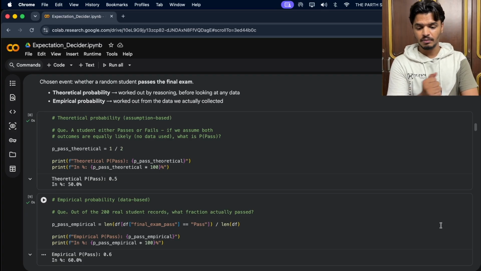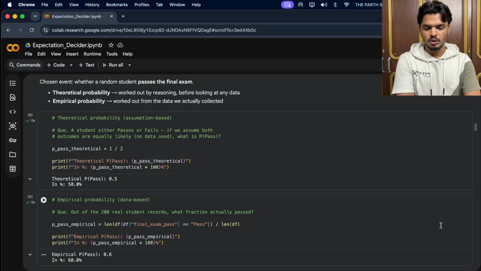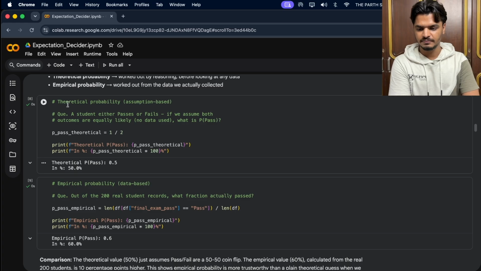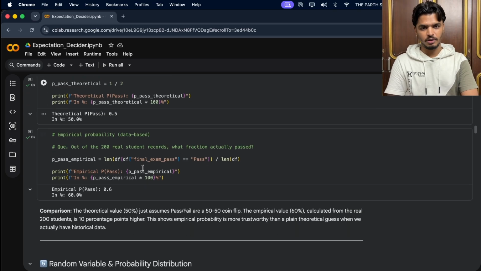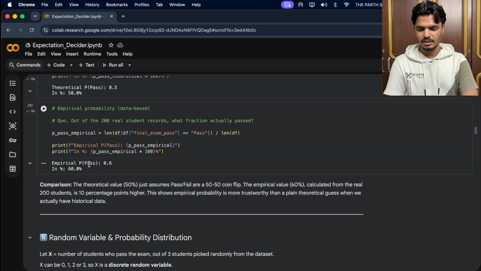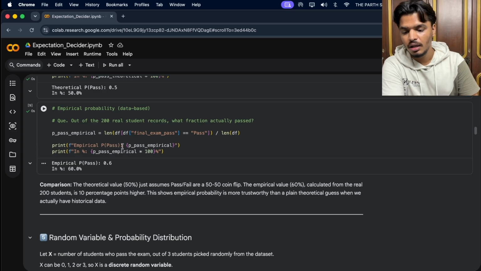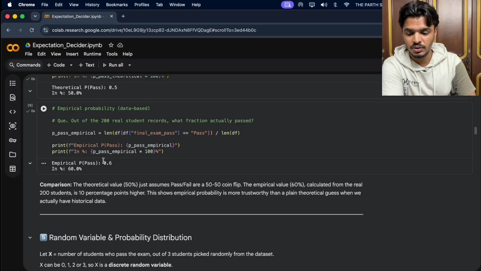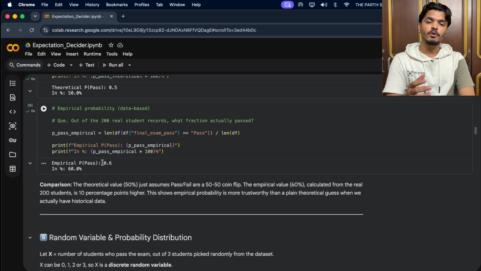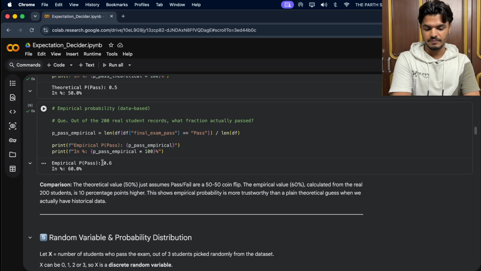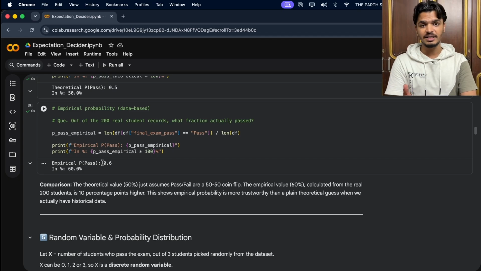Theoretical probability assumes no data at all. So if pass and fail were equally likely, that would be 50%. Here we can see the formula or the code for theoretical probability. Whereas empirical probability actually counts what happens in my 200 real records, and that comes out to 60%. Here we can see that if we apply the empirical probability formula, we get 60% of students passed. So the 10-point gap is the whole point of this section. Real data beats a blind assumption.